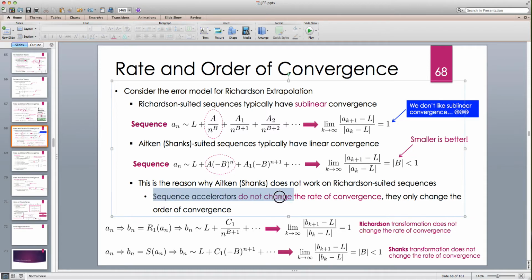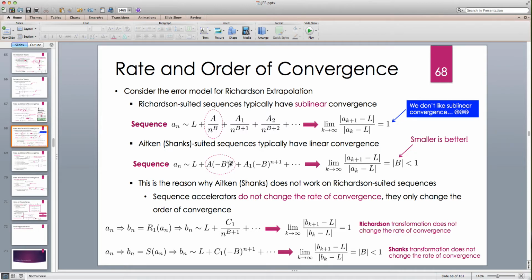sequence accelerators do not change the rate of convergence. They only change the order of convergence. What I mean by that is that we know that this original sequence with this error model has a sublinear convergence. And then if I apply the Richardson acceleration, let's say we get rid of this term, the limit is still the same. So we end up with a new sequence that is L plus some number over n to the b+1, etc. And the order of convergence has increased, which means the error goes to 0 faster, but the rate of convergence with this definition is still 1, so the sequence is still sublinear.